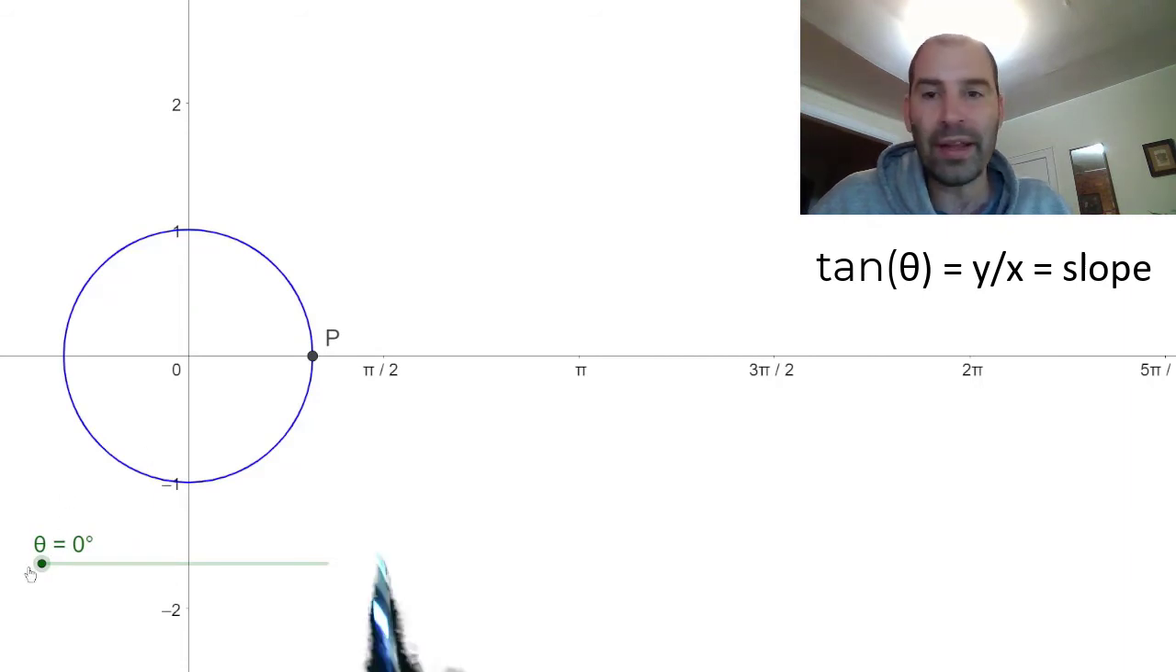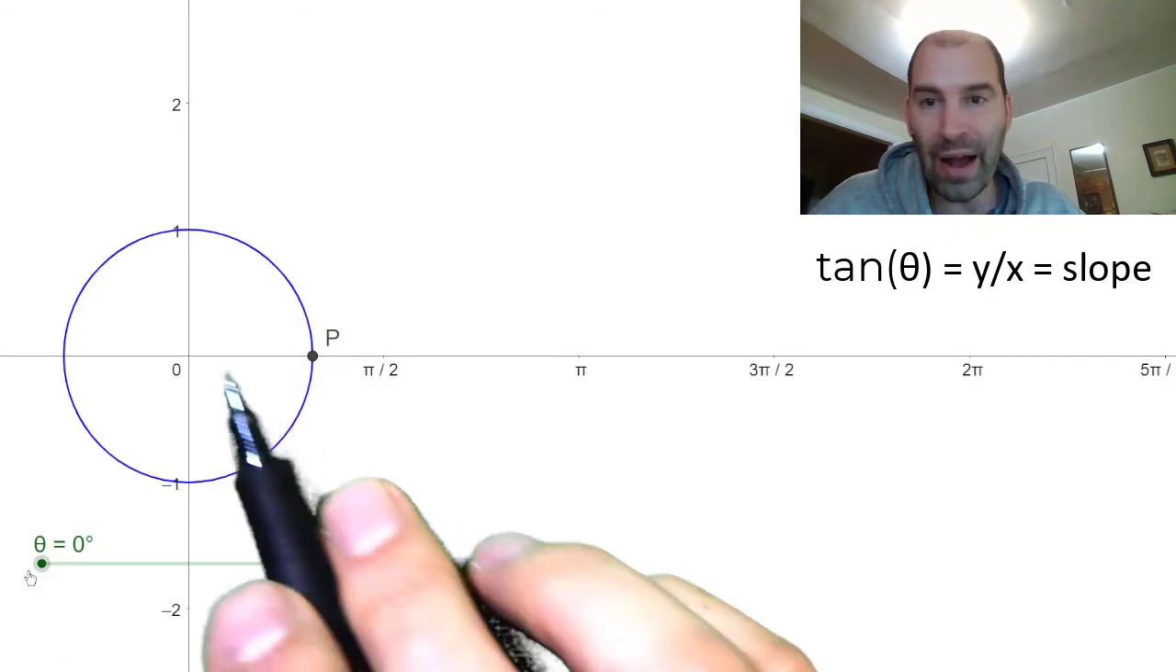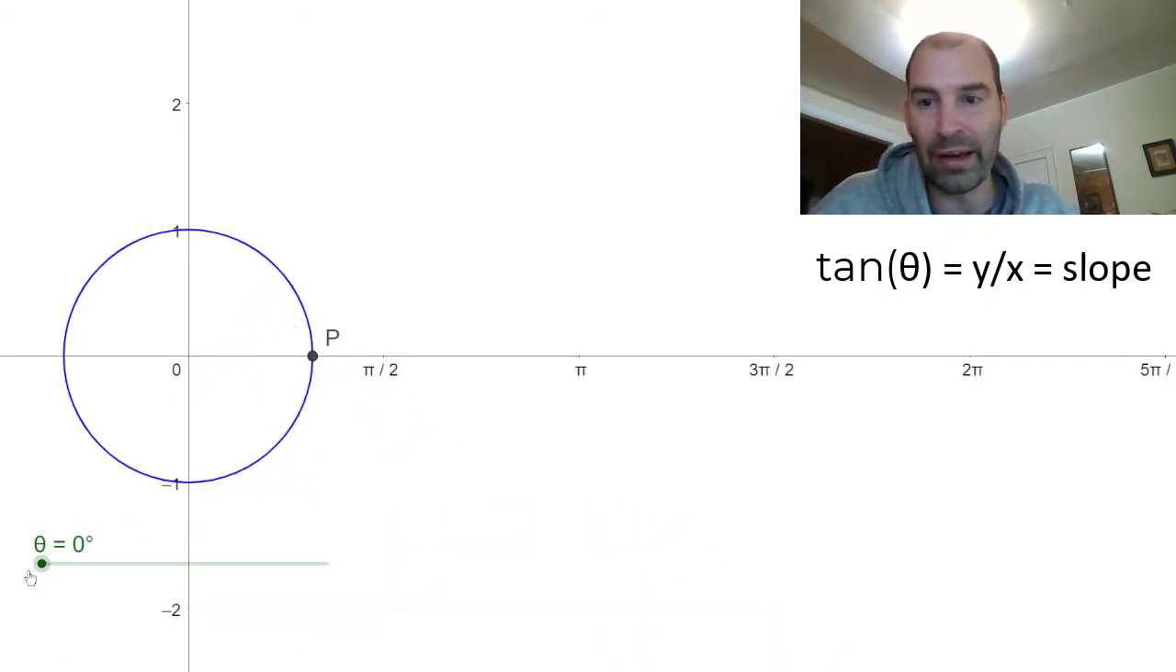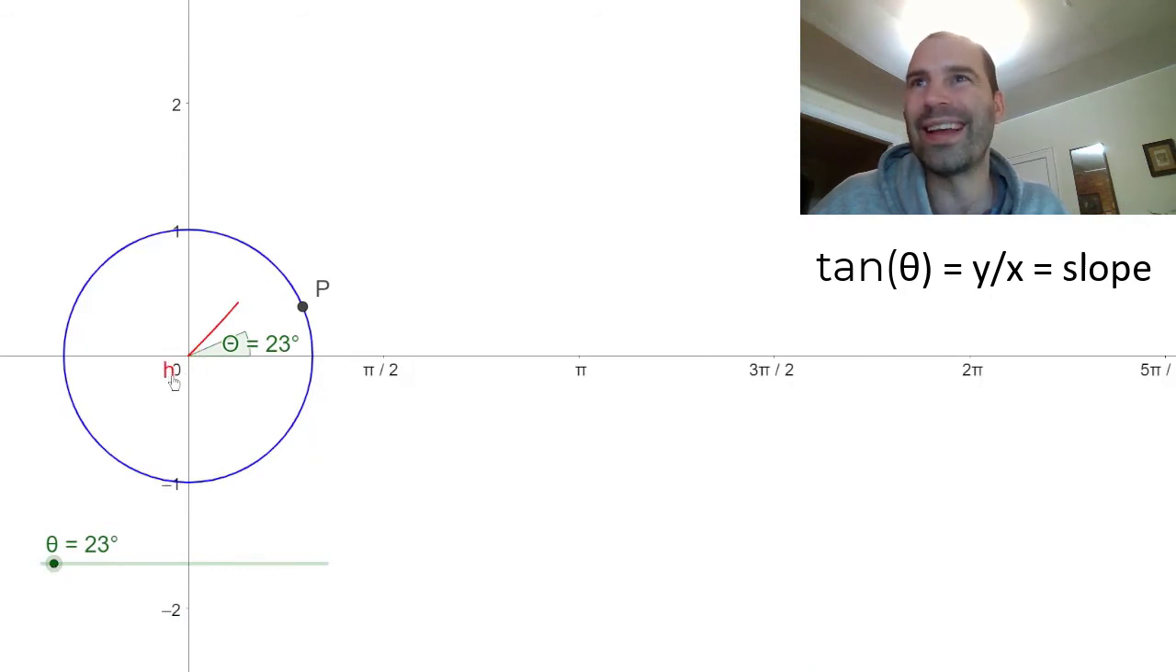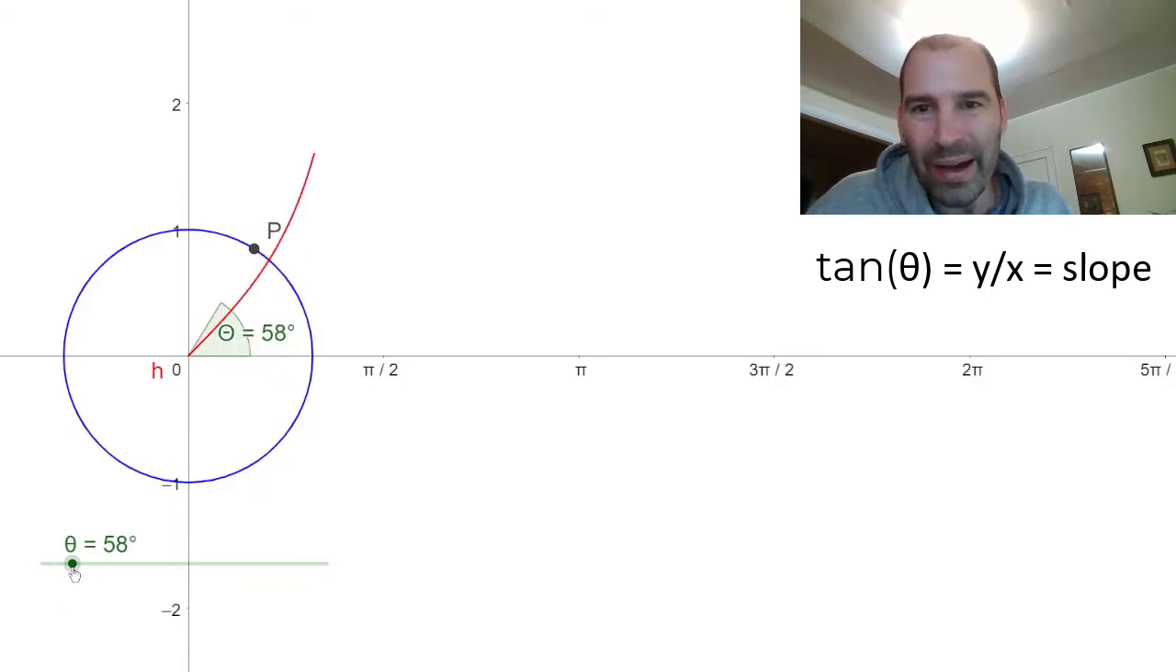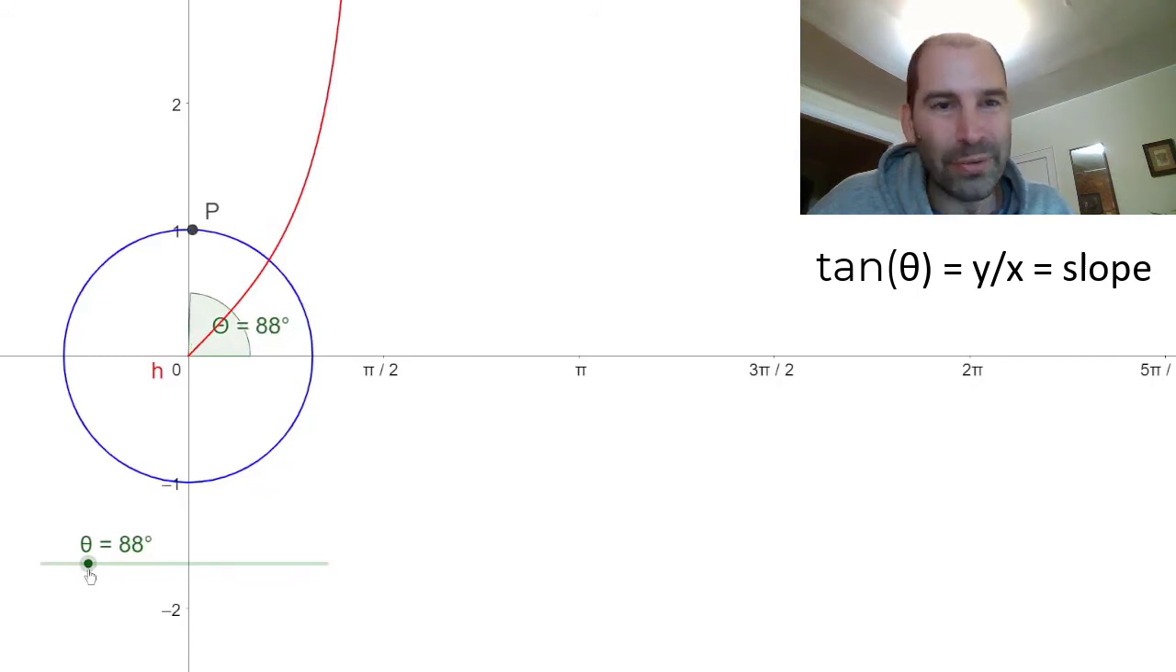So like we said, tangent starts at 0, and it's going to start increasing. So we should see the graph increasing coming out of here. Let's see if that's what we see. Yep, there it goes. You can ignore that letter H. I should have erased that before I made the video. As I increase my angle, look at tangent. It shoots off to infinity, just like we said it would.